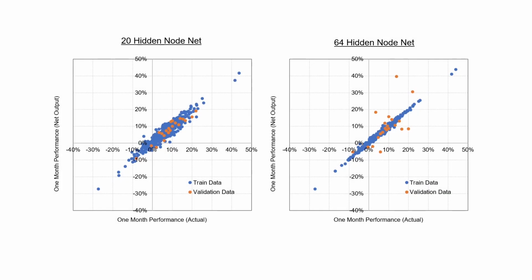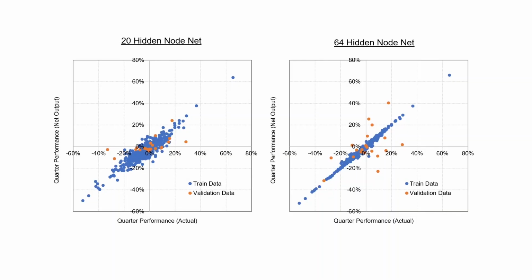We now look at the 1-month performance data. We can see that the training set performed better in the 64-node net, but the validation is again worse. And finally, we look at the quarter performance data. For the 20-node net, the training data accuracy decreases as the prediction time increases, while with the 64-node net, training performance is still good. Validation performance is still better with the 20-node than with the 64-node net.